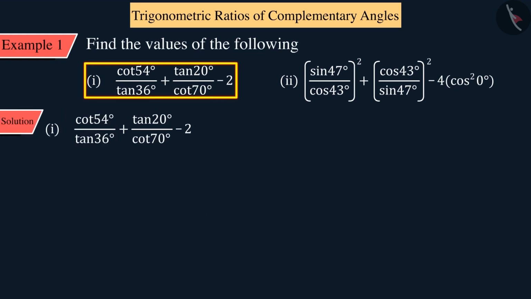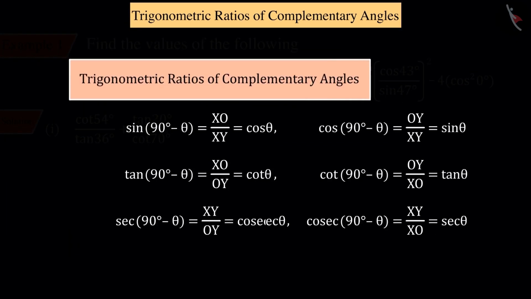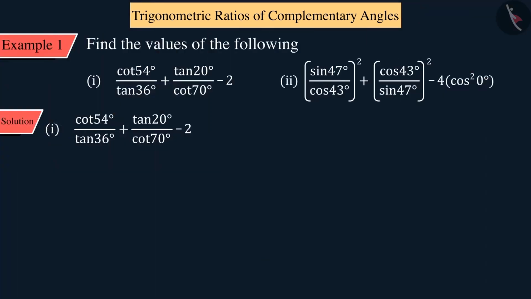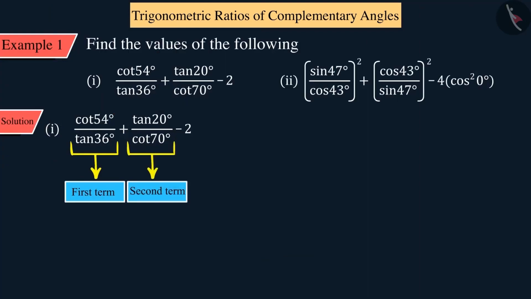We can see that the first term given is cot 54 upon tan 36. Here 54 and 36 form a pair of complementary angles. Similarly, the second term also has a pair of complementary angles and the third term is -2. To solve this, we will use the trigonometric ratios of complementary angles. Therefore, in the first and second terms, we will either change the cot to tan or tan to cot, because we know that cot theta equals tan(90 degrees minus theta) and tan theta equals cot(90 degrees minus theta).